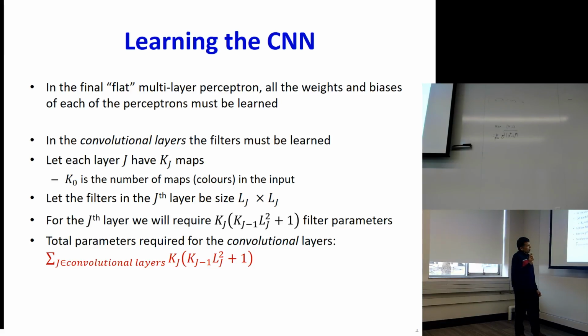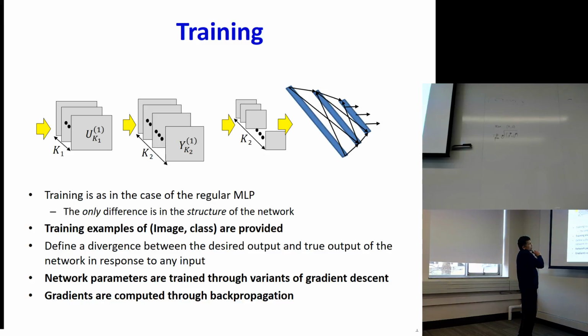So just some numbers. I'm running out of time, so I won't go over this. But here's the manner in which the actual training happens. It's exactly as in the case of the MLP. You're going to have backprop. The only difference is in the structure of the network. So you're going to assume that you have training examples for images and their class ID. We define a divergence between the desired output and the true output of the network. And the network is trained using a variant of gradient descent, where the gradients are computed through backprop.